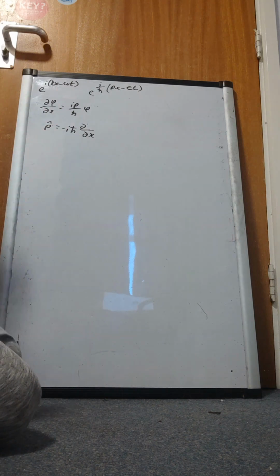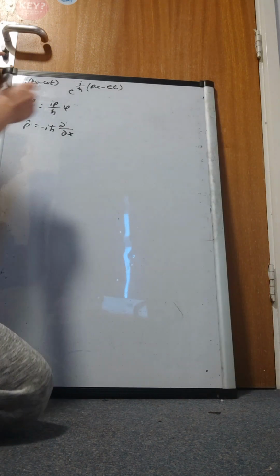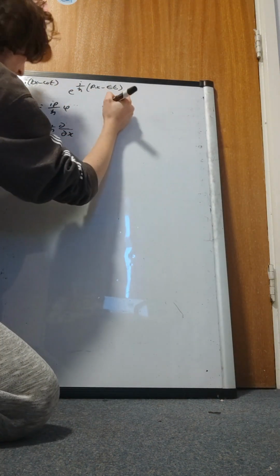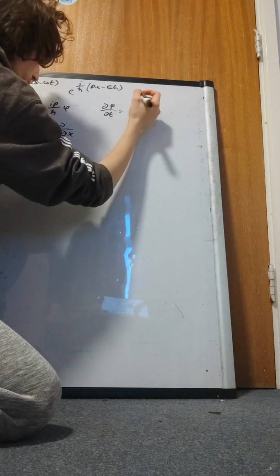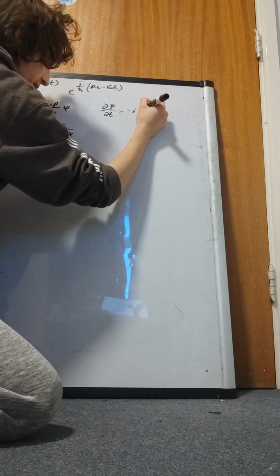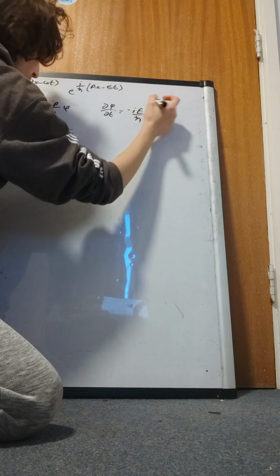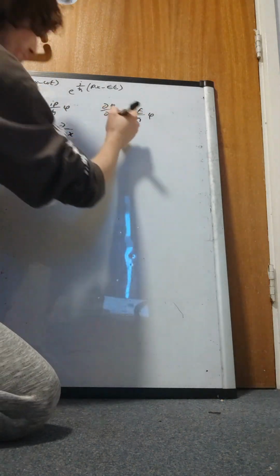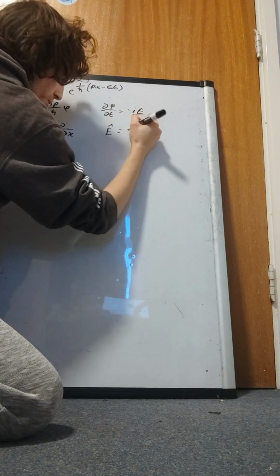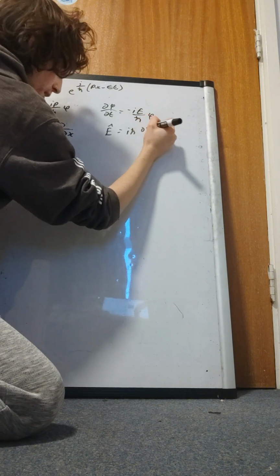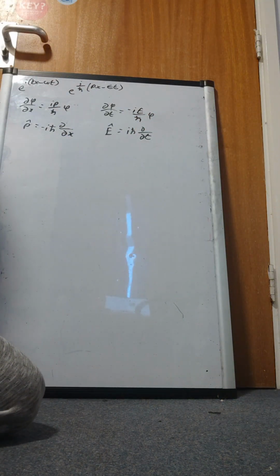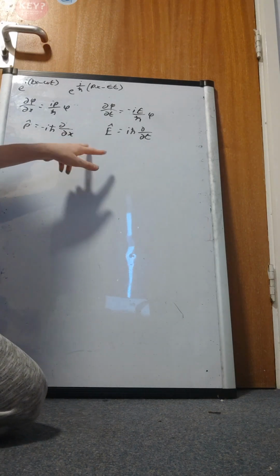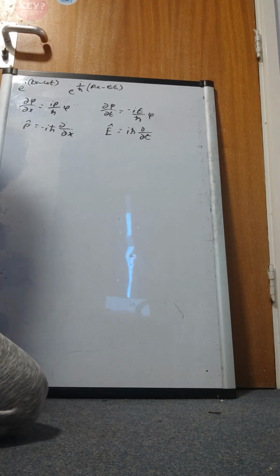Now, the same thing can be done with the equivalent process for differentiation with respect to time. That's dφ/dt equal to -(iE/ħ)φ, which leads us to Ê equal to iħ ∂/∂t, basically the derivative with respect to time. These are our fundamental things that we need in this topic.